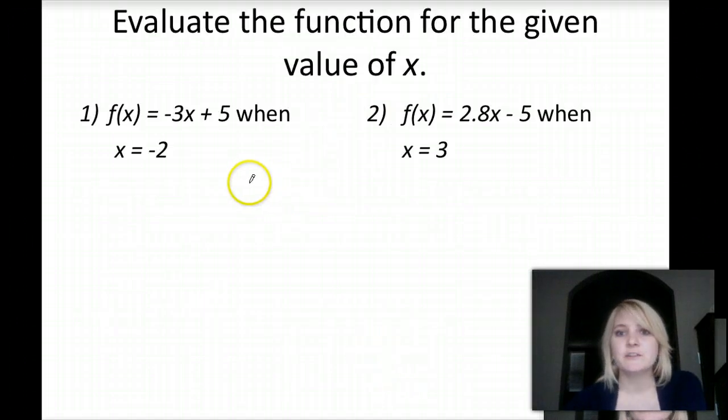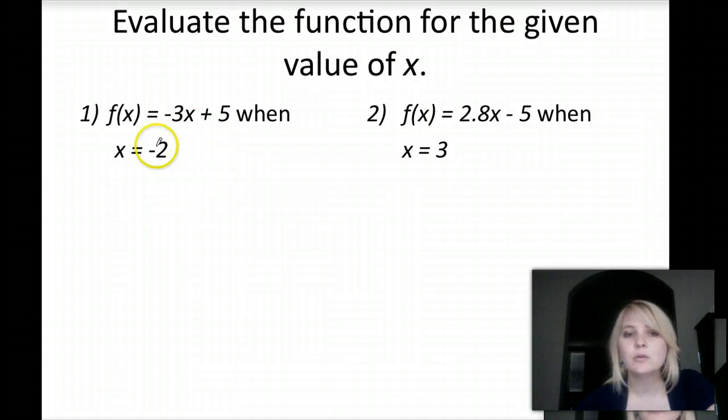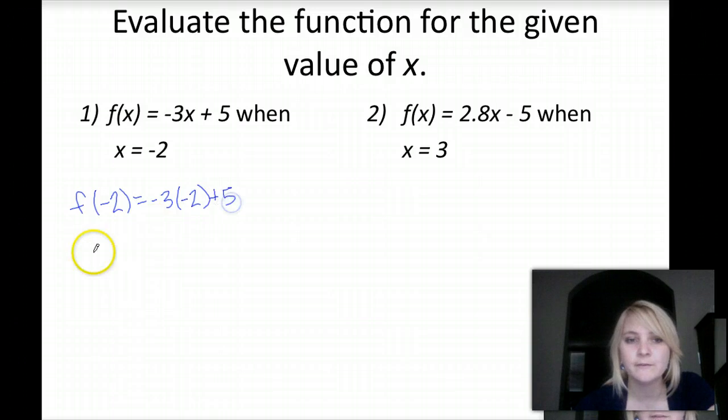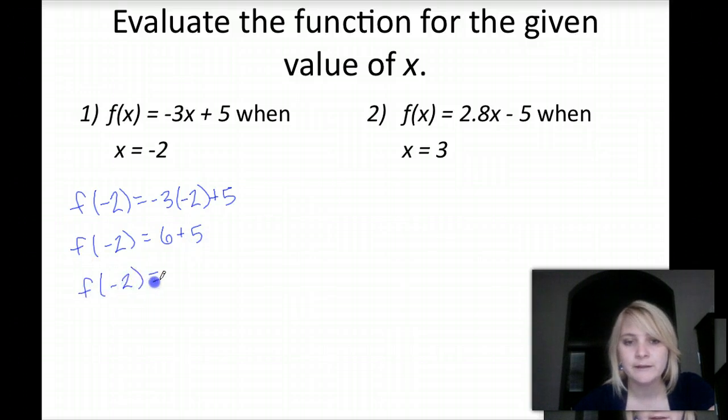Next, we're going to evaluate the function for the given value x. So we're told f of x equals negative 3x plus 5 when x equals negative 2. So we're going to substitute in negative 2 for every place we have an x. So we'll say f of negative 2 equals negative 3, open parentheses, times negative 2, close parentheses, plus 5. So we simplify: negative 3 times negative 2 is positive 6 plus 5. So f of negative 2 equals 11.